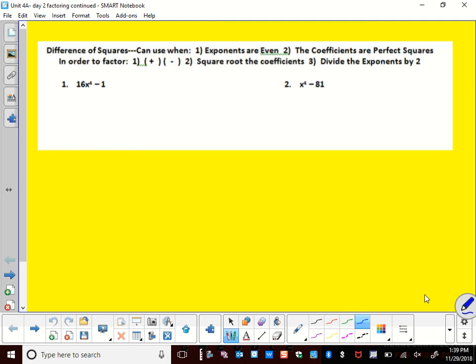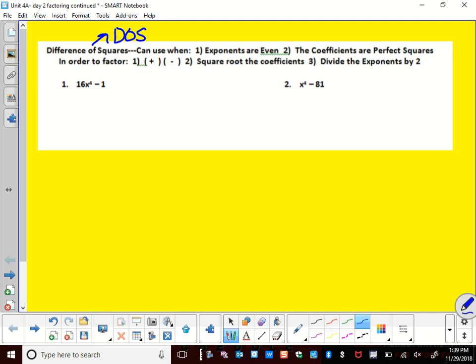All right, so difference of squares. This is what we call DOTS. Okay. We can use DOTS when the exponents are even. The coefficients are perfect squares. Remember that when we factor it, the D stands for double parentheses. All right. The O stands for opposite signs, and your S stands for take the square root.